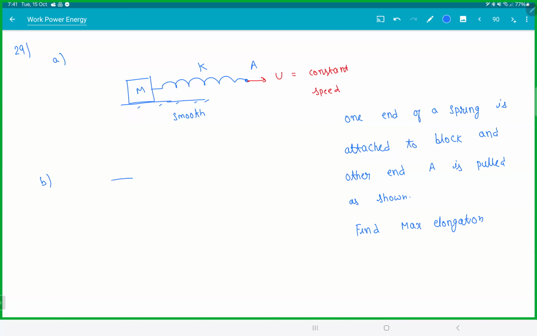Same question. If I take the block M, spring K, and this is point A, ground is smooth, but this time you're pulling with constant acceleration. Same thing. Find maximum elongation. Let's get this.